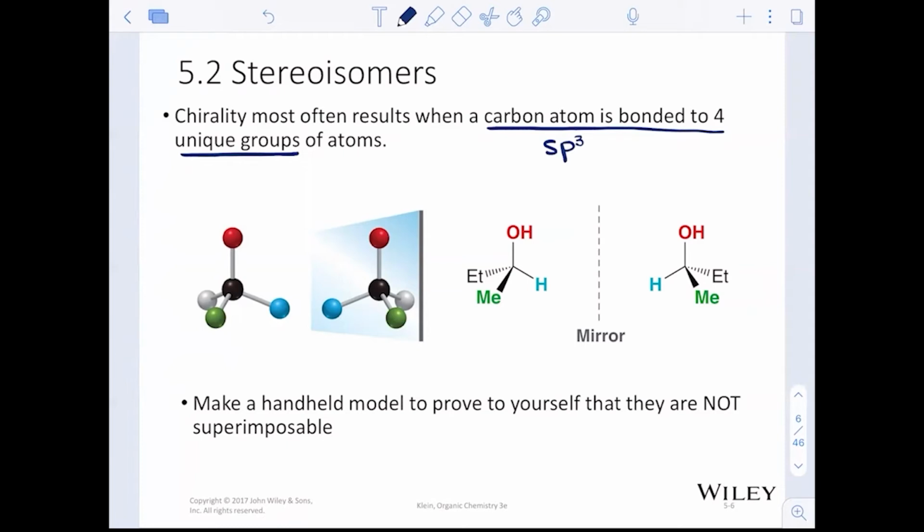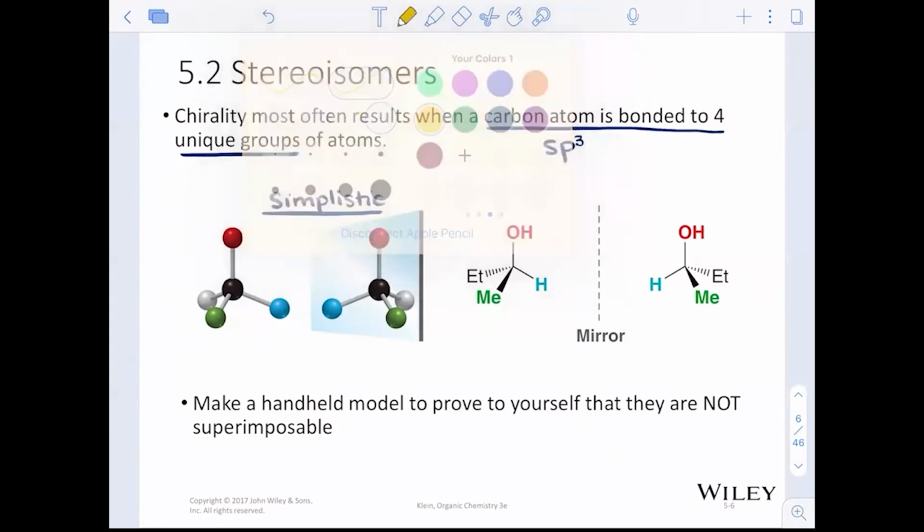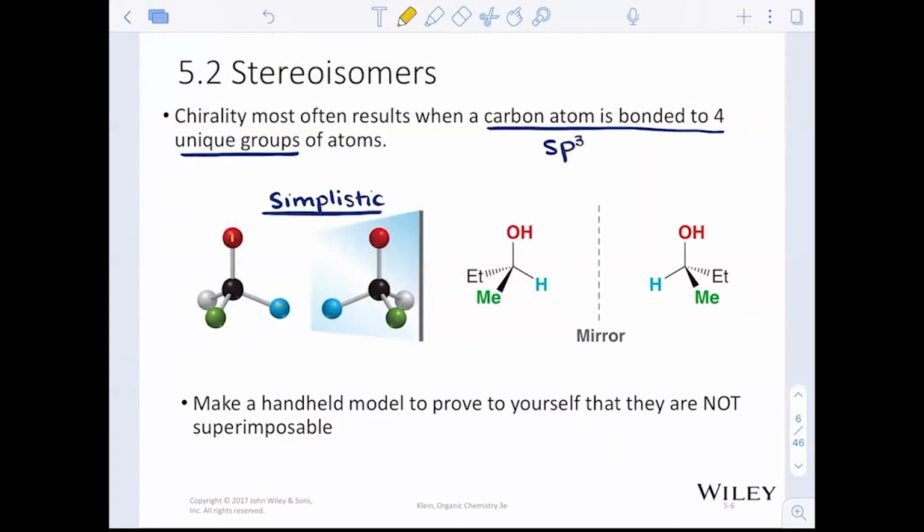And so you'll see here the most simplistic model. And I want to really point out this one first. The red sphere, the blue sphere, the green sphere, and the white sphere. Let's just get some numbers. 1, 2, 3, 4 different colors, 4 different groups. And what we can start to see here is that those 4 different groups can be arranged in one of 2 ways, in which they result in a mirror image of each other.